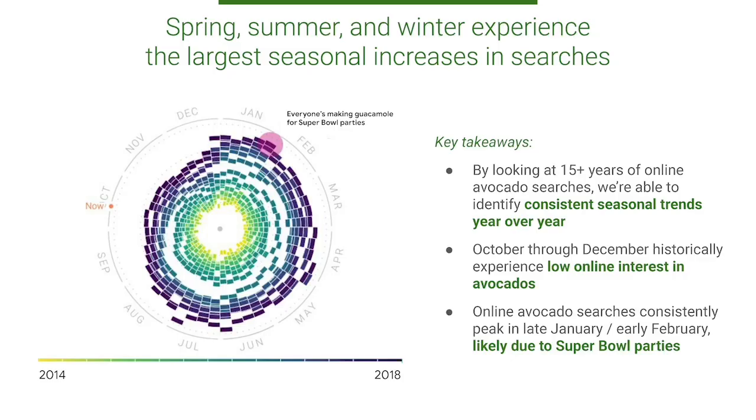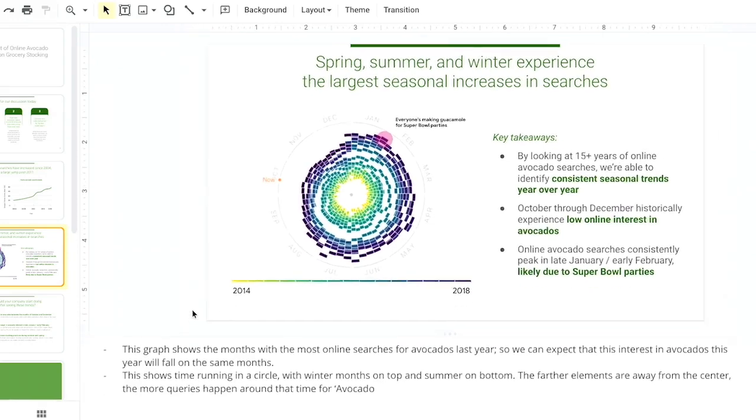If we're showing this visual graph of annual searches for avocados, we might want to frame it by saying, this graph shows the months with the most online searches for avocados last year. So we can expect that this interest in avocados will fall on the same months this year. That can even be used in our speaker notes for this slide.